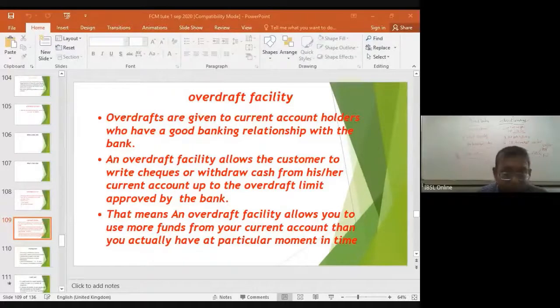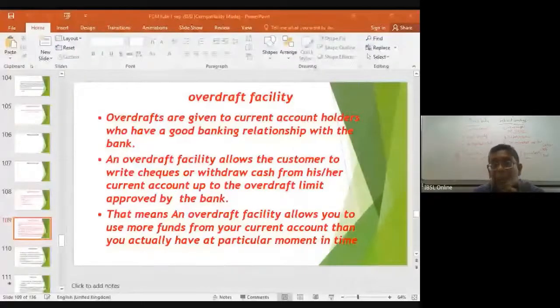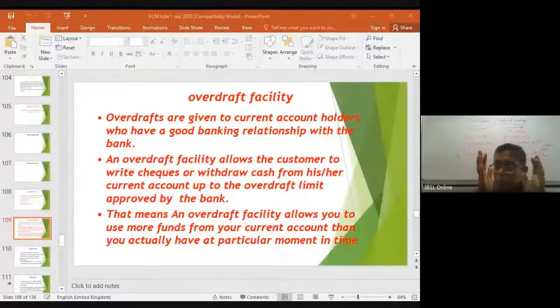Now we have learned overdraft. Can you answer these questions? What are the characteristics of overdraft? Second, what are the benefits to the customer? What are the benefits to the bank? What are the risks to the customer, and what are the risks to the bank? Can you answer those questions with the knowledge you have gained about overdraft? We will discuss the answers next time. So try to answer, and then I'll explain the answers. Then you can see where you are missing. This is the best way.